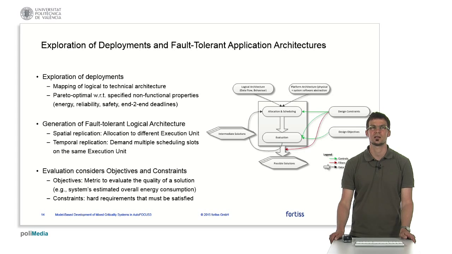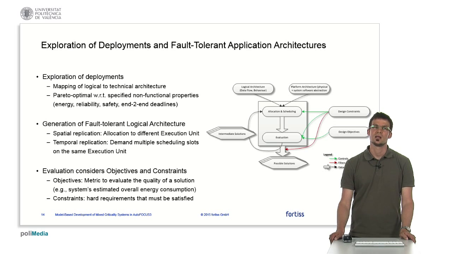The first method I would like to explain to you is a design space exploration based on genetic algorithms. It is used to compute a set of Pareto-optimal deployments based on the logical and technical architecture provided by the designer, as well as a design specification model. If required by the design goals, a fault-tolerant version of the application architecture is generated by the algorithm that uses spatial and temporal replication based on the segregation methods provided by the execution platform.